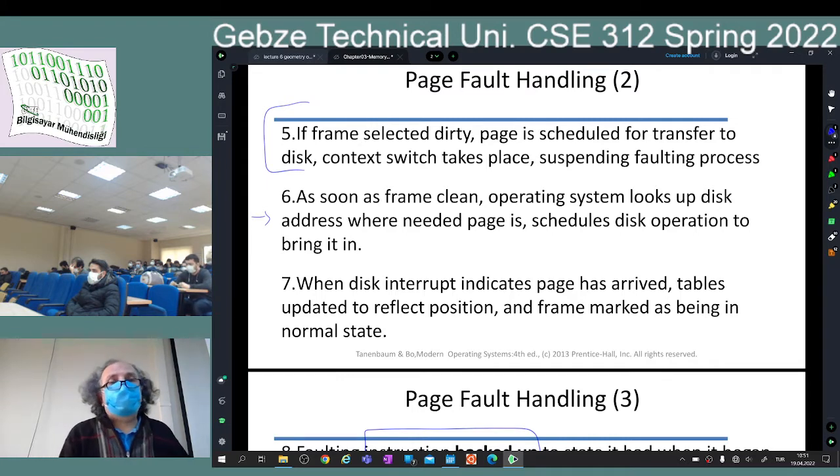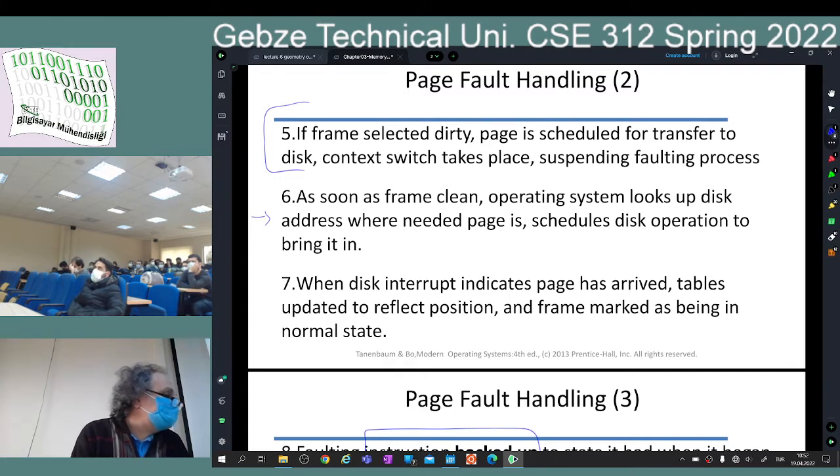Okay, if you go back to chapter number 2 and look at how we handle the interrupts, the steps of it, you will see that it is very, very similar. It's all parallel. Okay, any questions about page fault handling?